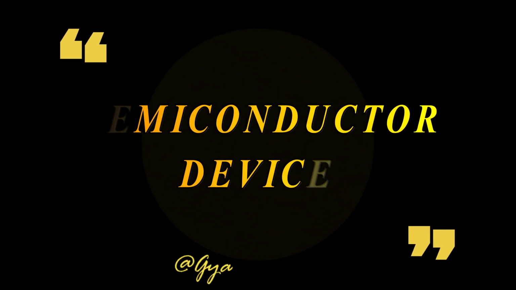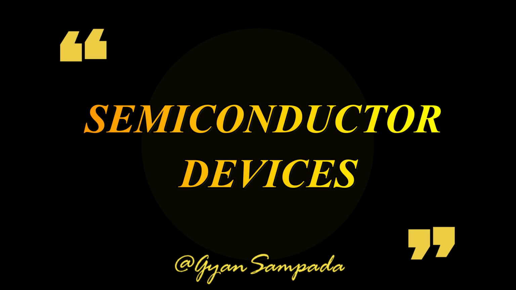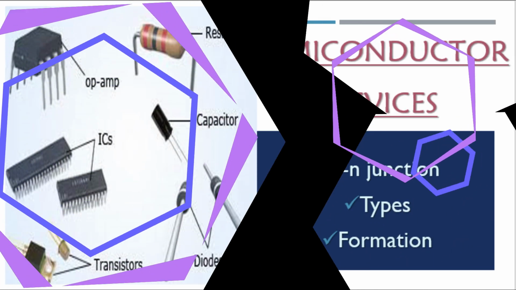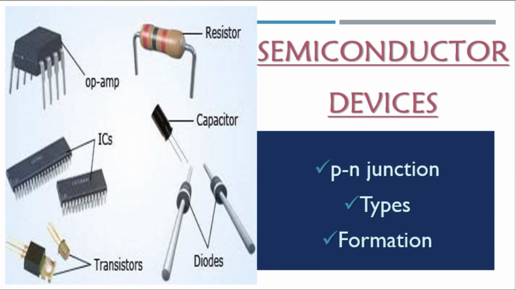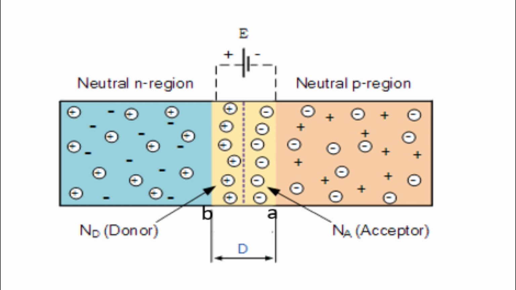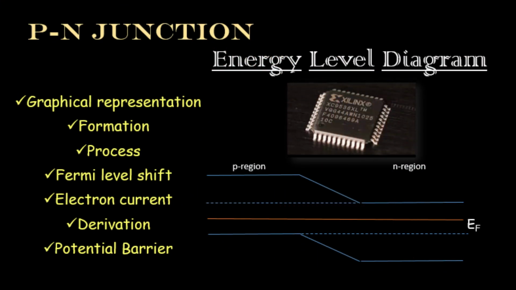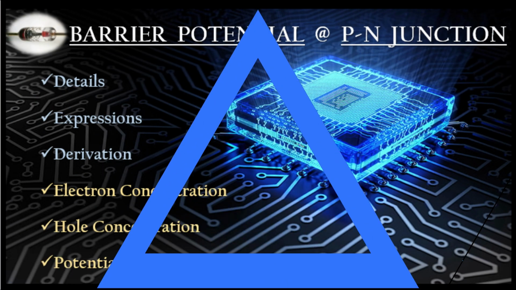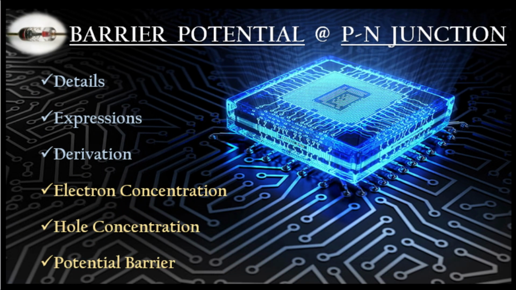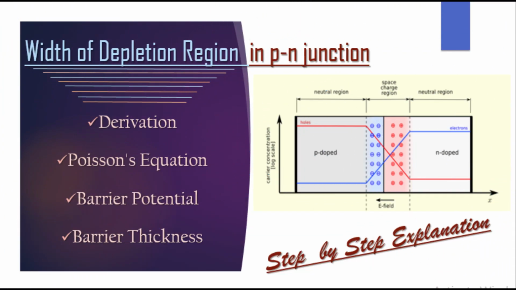From some of our previous classes, we are dealing with the basics of semiconductor devices, under which we are studying the p-n junction at equilibrium. And under this, we have understood what actually is a p-n junction, how it is formed, different methods, as well as the energy level diagrams, explaining about the nature of flow of current, which finally gave us the information about the barrier potential as well as the width of the depletion region.